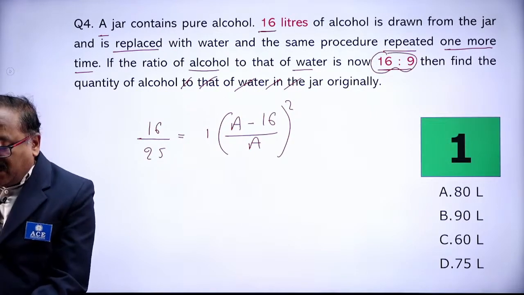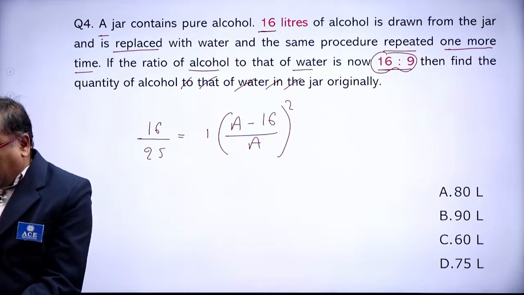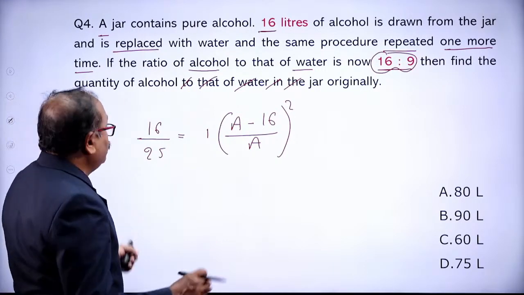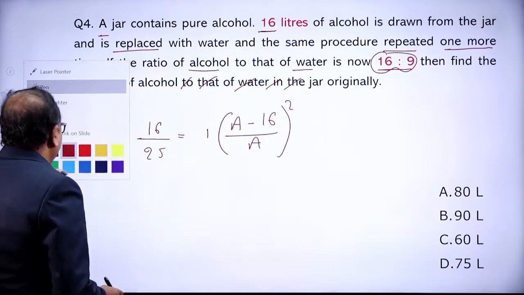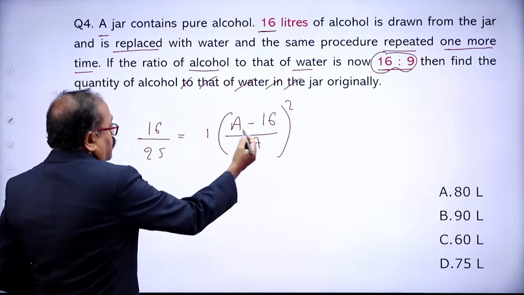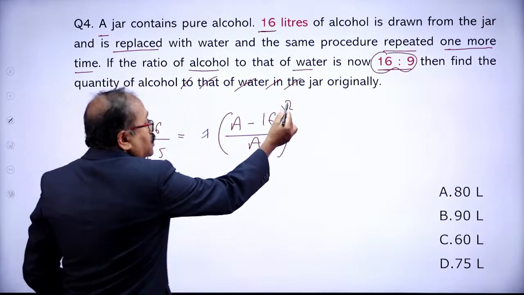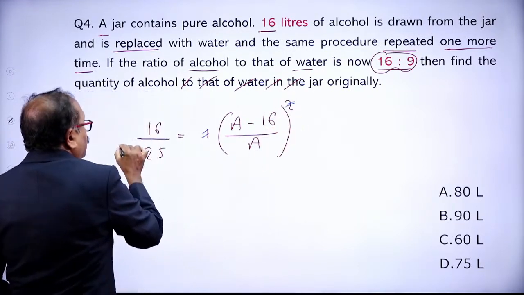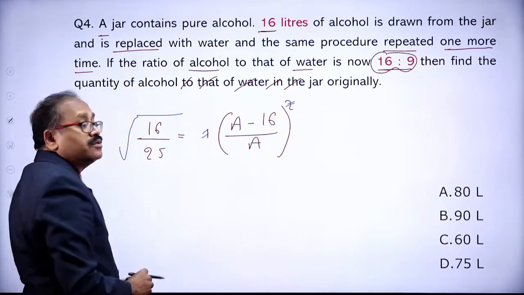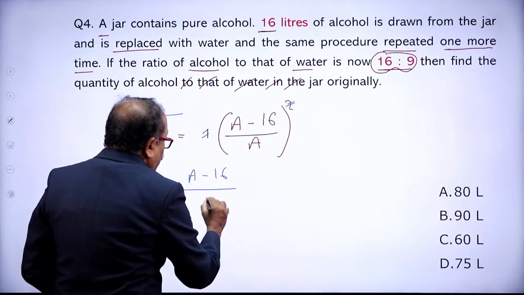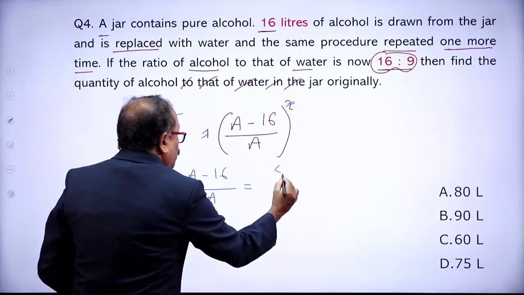At least you will understand what is asked over here. Time up. Now I will answer the question. Here, as 1 is nothing, and here the square is there. If I remove the square, I get the square root. So I get that A minus 16 by A is equal to 4 by 5.